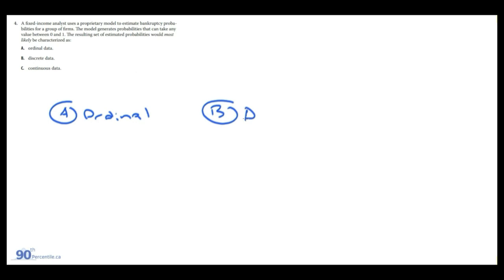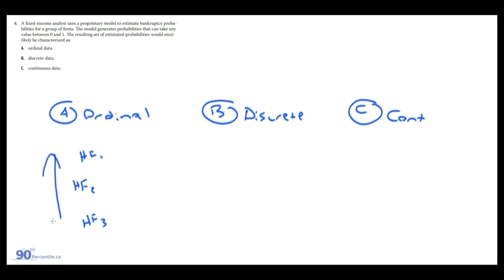B discrete, and C is continuous. So ordinal data is a set of numerical data that can be ordered and ranked in a logical manner. So an example of this would be ranking different hedge funds, so like hedge fund 1, hedge fund 2, hedge fund 3, based on their returns that they have achieved over the year.